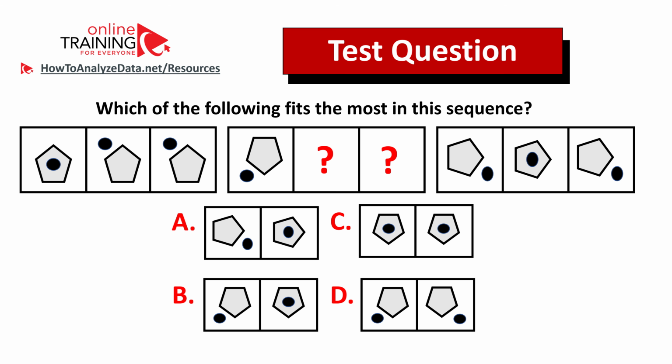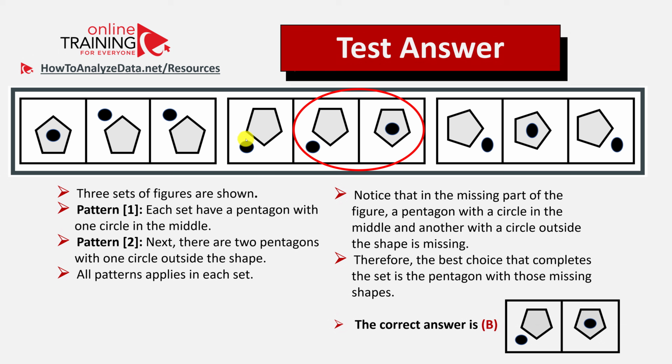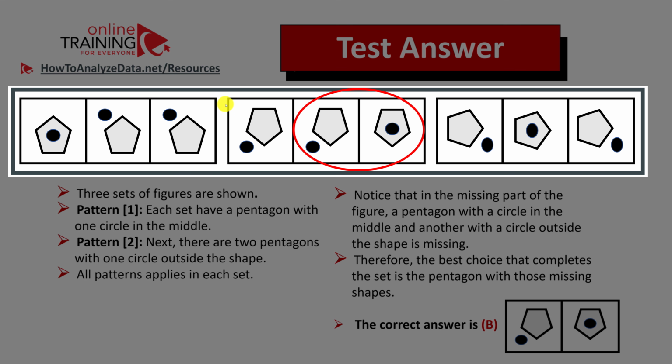Do you see the answer? Let's continue to see how we can solve this challenge and get to the correct solution together. To solve this challenge, you need to understand the patterns present in this question. There are 2 main patterns presented. The first pattern is the fact that the pentagon contains a circle in the middle. And the second fact is that 2 other pentagons in the group contain circles outside of the pentagon.